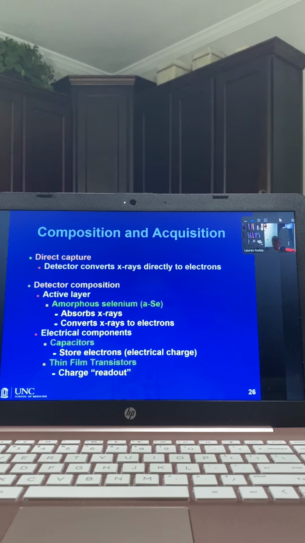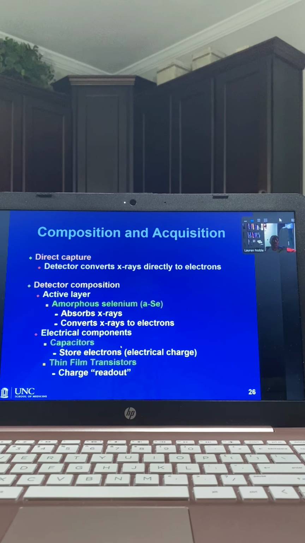And this is how it's abbreviated. This is the semiconductor material for a direct flat panel detector. And remember, direct means X-rays get converted directly to electrons. The way I remember selenium is that selenium has E's in it. Electrons has E's in it as well. So amorphous selenium will convert X-rays directly to electrons. What the amorphous selenium will do is absorb the X-rays, because that's the active layer, and then it will convert those X-rays to electrons.